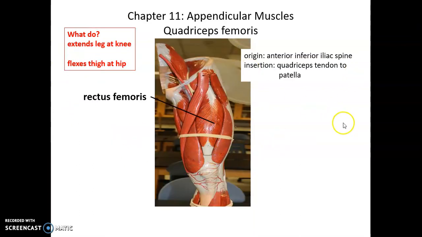Back to the anterior side, we can now look at the quadriceps femoris group. First up is the anterior rectus femoris muscle. The rectus femoris muscle has its origin on the anterior inferior iliac spine, and it inserts into the quadriceps tendon that leads to the patella, then it leads to the patellar ligament that inserts into the tibial tuberosity. And this muscle crosses two joints, hip and knee joints, so it can extend the leg at the knee and also flex the thigh at the hip.